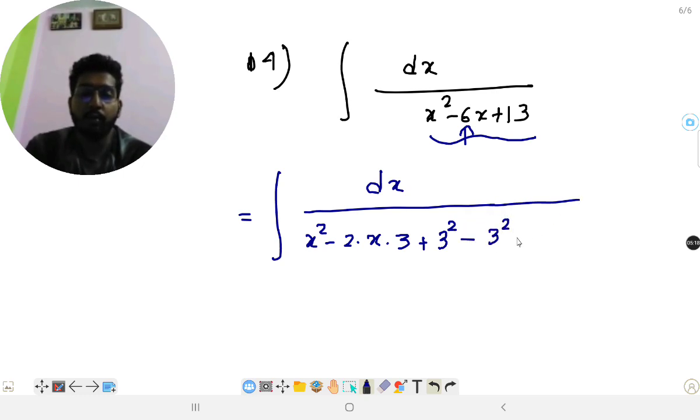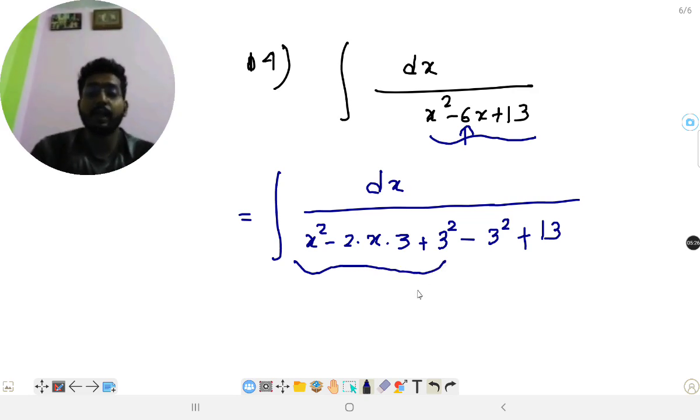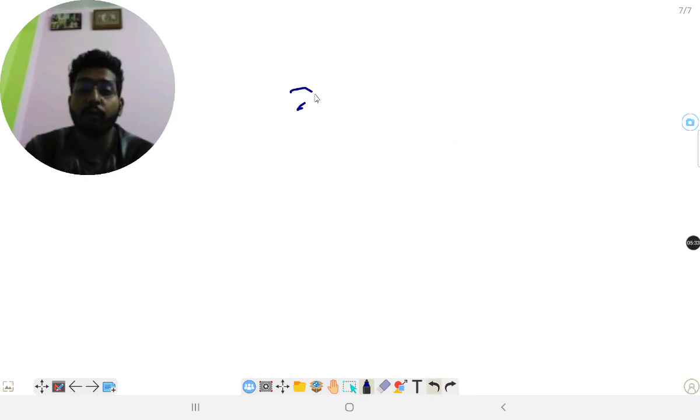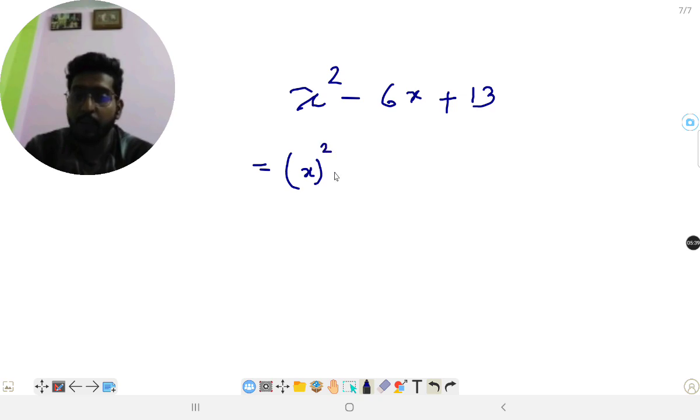Done. Now again plus 13 is there, so that means these three is forming a minus b whole square. Again I am explaining that one: x square minus 6x plus 13 is there, so somehow you have to make it to square form, x square minus 6x plus 13. So again x square, minus 2ab.